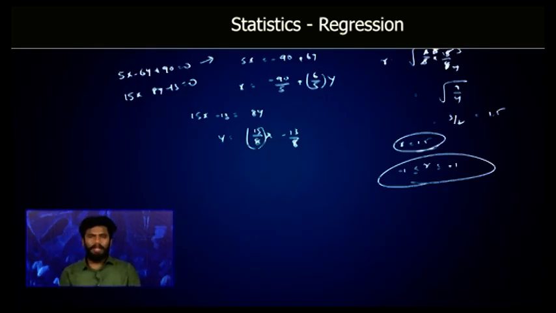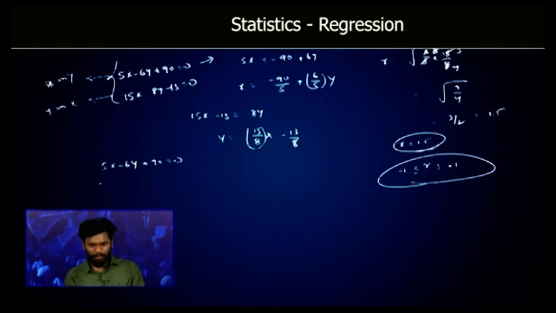So here our assumption is wrong. We considered this as x on y and this as y on x, so our assumption is wrong. Now we will correct it and do it again. 5x minus 6y plus 90 is equal to 0, and 15x minus 8y minus 130 is equal to 0. First equation we had assumed x on y. Now we will consider this as y on x.